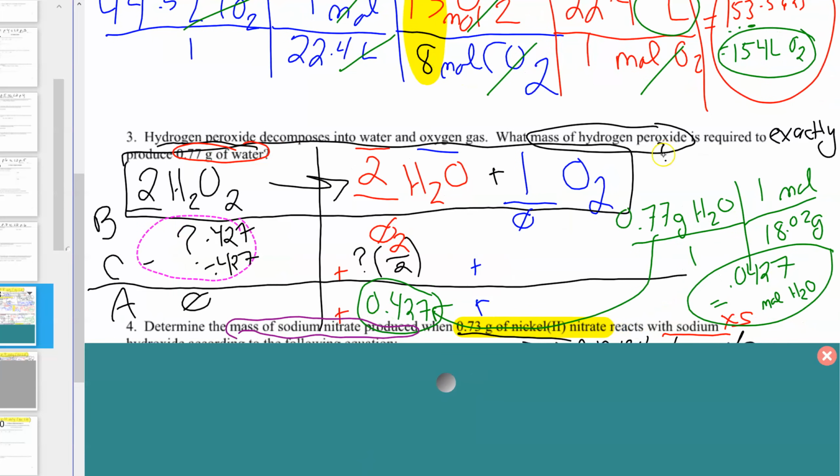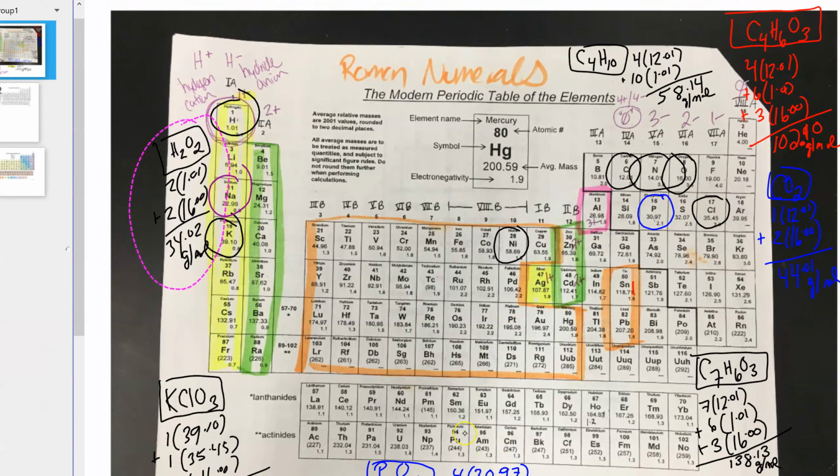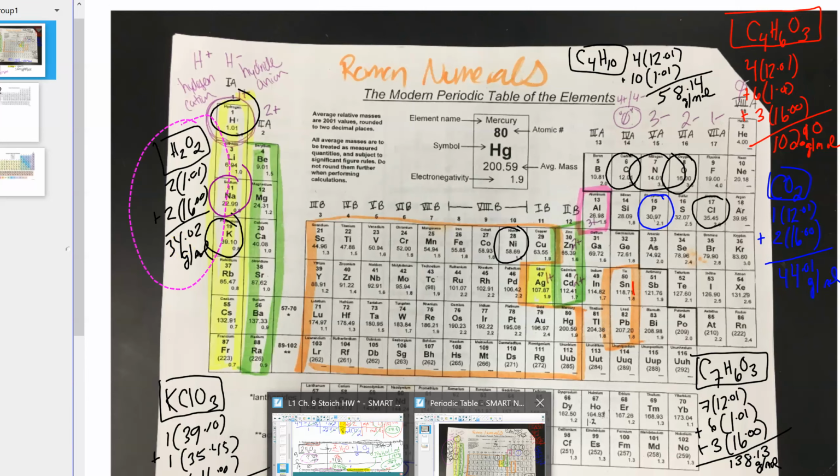I'm going to squeeze it in right here. So 0.427 moles of hydrogen peroxide over 1. And every 1 mole is how many grams? I'll go to your periodic table. H2O2, there's 2 hydrogens and 2 oxygens, 34.02 grams per mole.